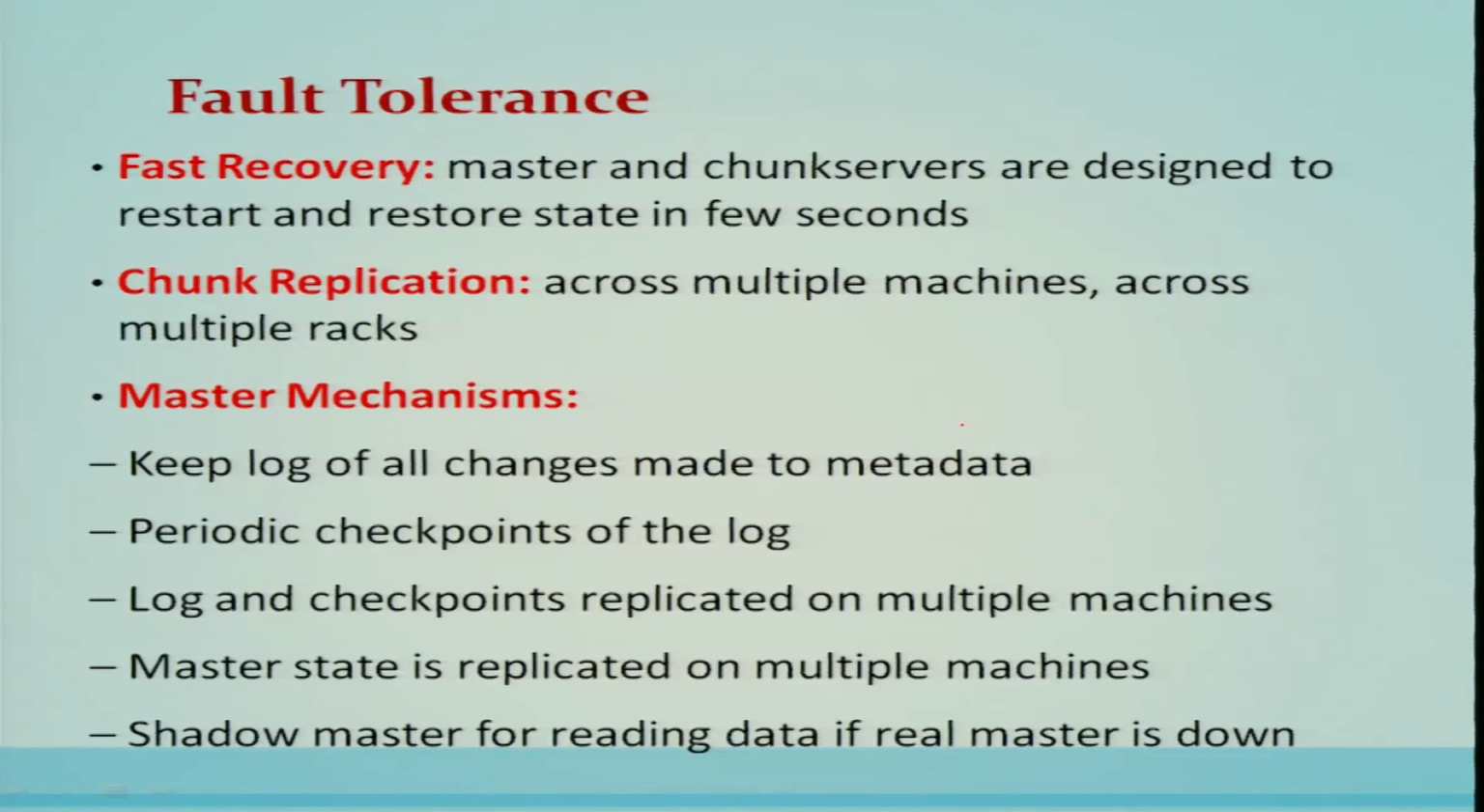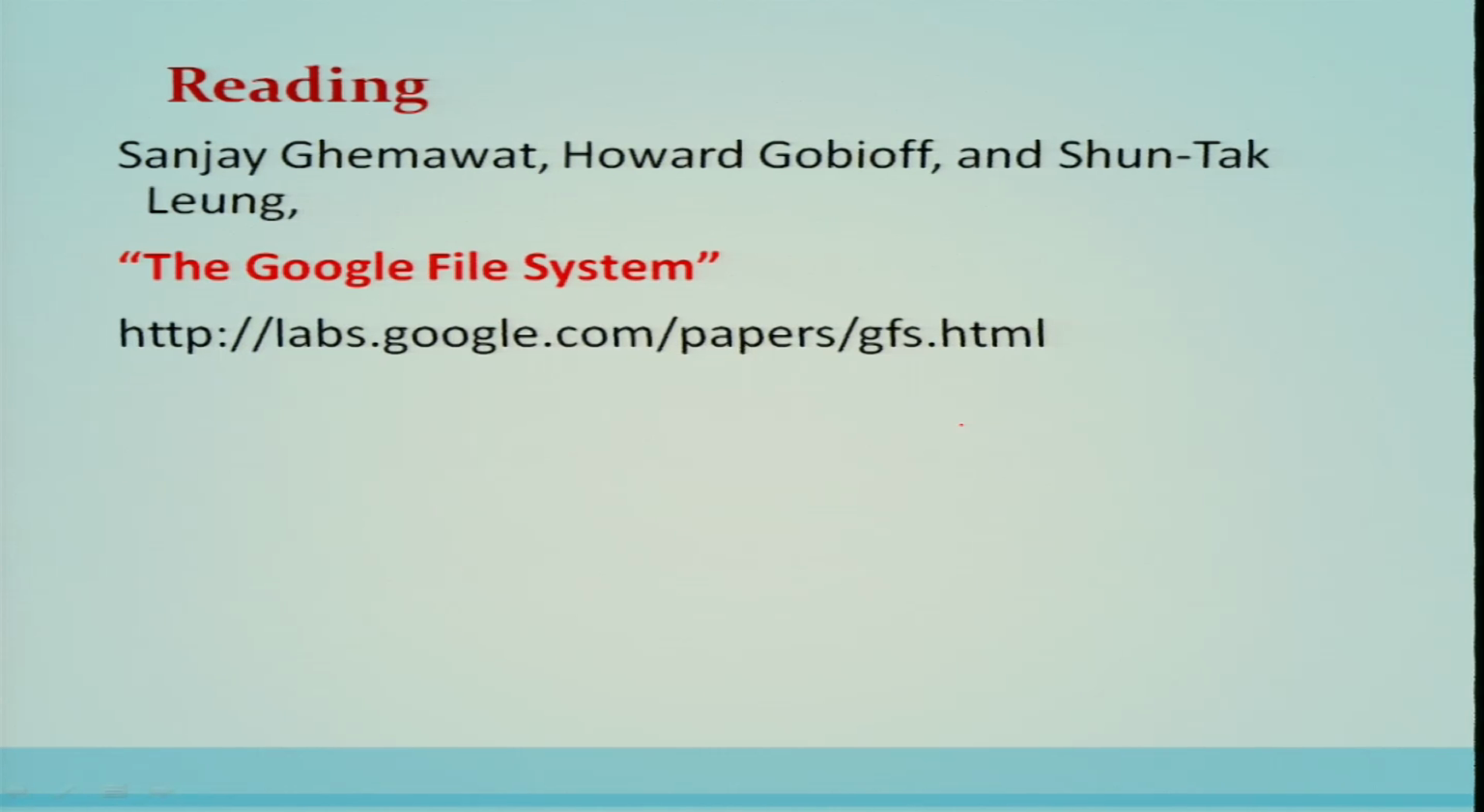So whenever the master state is replicated on multiple machines, there is a shadow master for reading data if the master is down. Now for further reading on this topic, you can refer to the paper by Sanjay Ghemawat, The Google File System, which is available at the Google link.